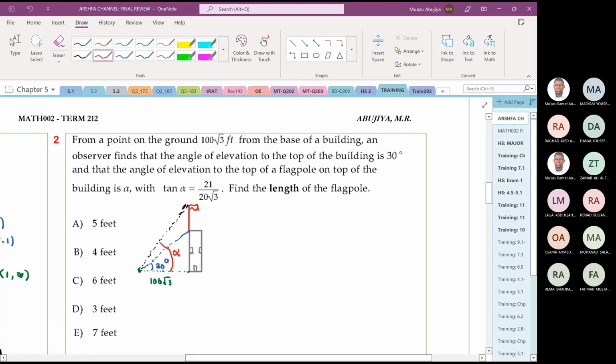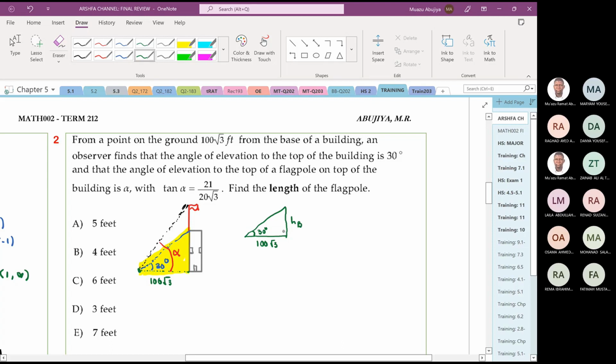So here, for simplicity, we can take a look at two triangles. Let us take a look at this triangle, the one that I painted yellow. Let us take this triangle out first. So here we have a triangle. Here we have 30 degrees. Here we have 100 root of 3. Now the height of the building, how tall is the building? We don't know. So let me call this one HB, that means the height of the building.